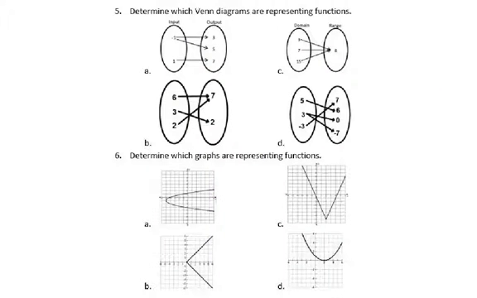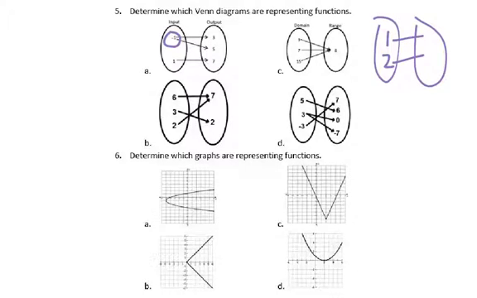Okay, number 5, doing the Venn diagrams. So what we're looking for here is, on the left side, that each one of these only goes to one other one. That's what we're looking for. So, A, I've got a negative 1. It could go to 3 or 5. Definitely not a function. B, 6 goes to 7. 3 goes to 2. 2 always goes to 7. Function.